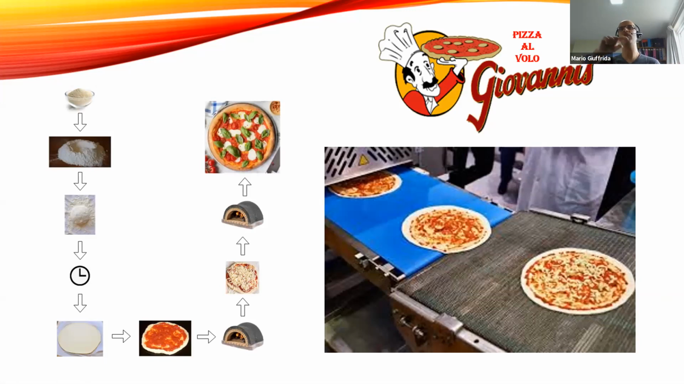You could follow the flow of this conveyor belt. There was a little window in the room where all of Giovanni's customers could go and see their own pizza being made by this automatic machine.